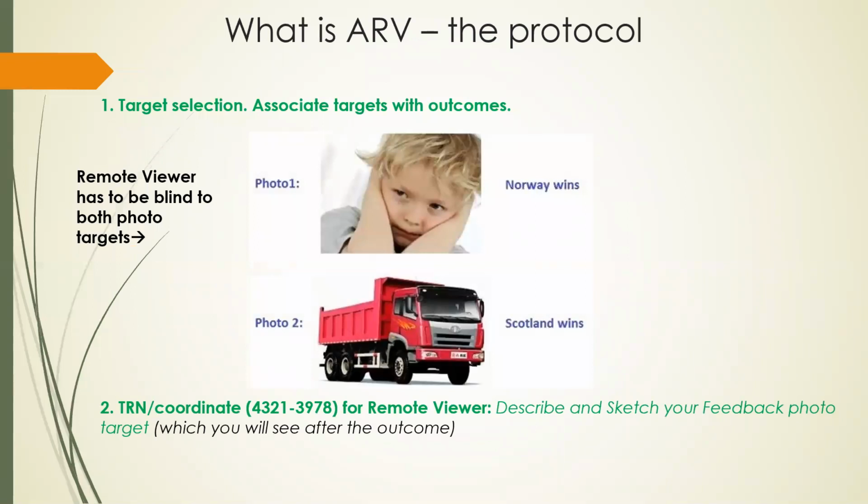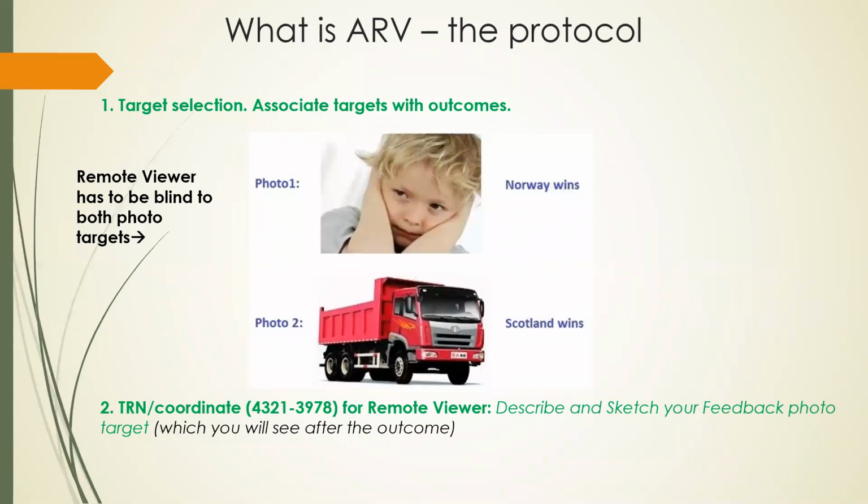So let's see how we do it using the protocol. This now will be the standard binary ARV protocol. In step 1, we need to select 2 targets. Usually we can do that manually, like cutting some images from a magazine, or even on a computer, browsing for images on Google Images or another website. We need to find 2 images which are as different from each other as possible, so we can later make this distinction easier when matching the viewer's transcripts to one of these 2 images. I will explain that more later.